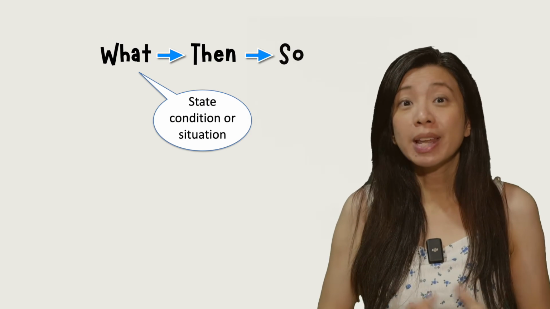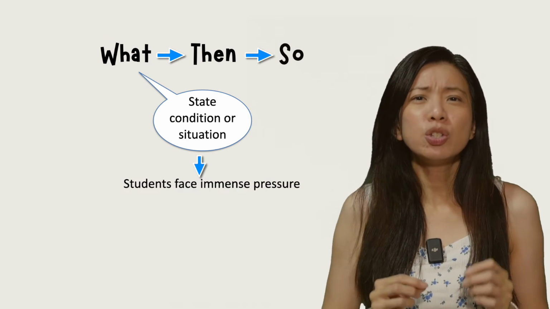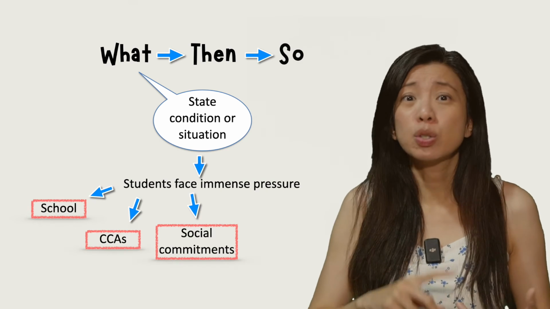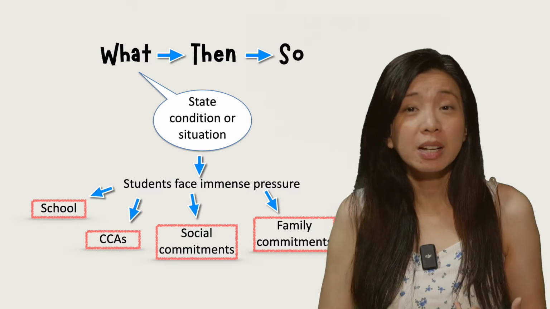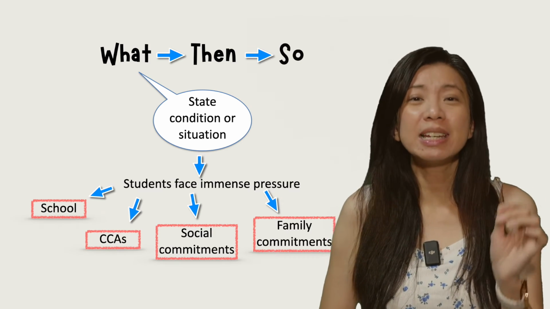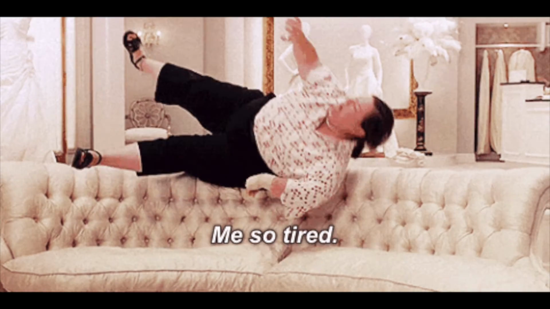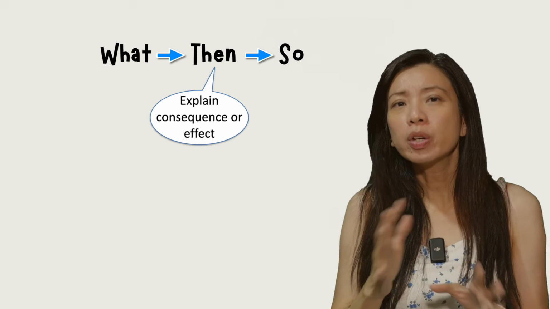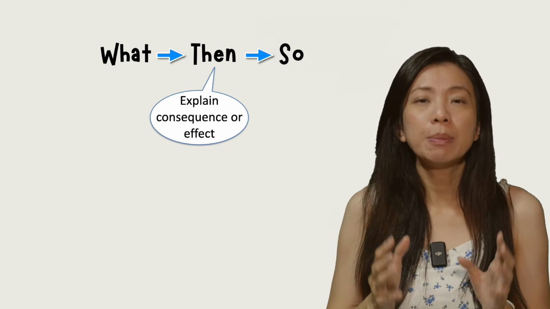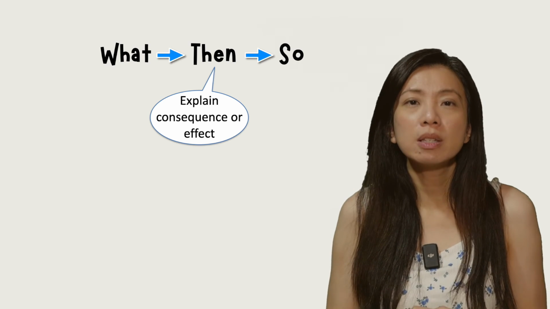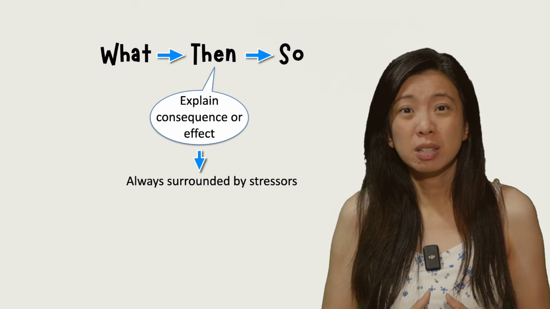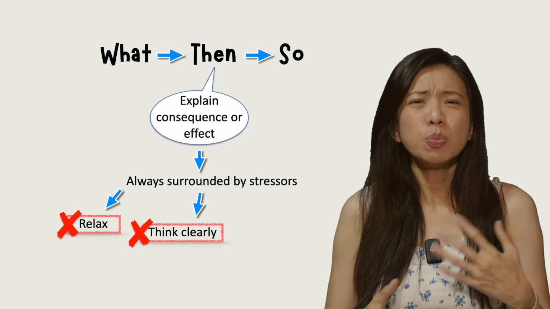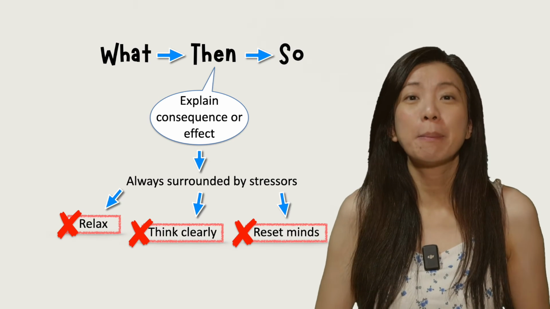So one situation that we can come up with is that students today face immense pressure from school, CCAs, social commitments, family commitments. They are constantly stressed and mentally exhausted. Now we'll go on to then, which is to explain what happens. So we could say something like this: without time alone, students are always surrounded by these stresses. So it is difficult for them to relax or think clearly. This prevents them from resetting their minds.